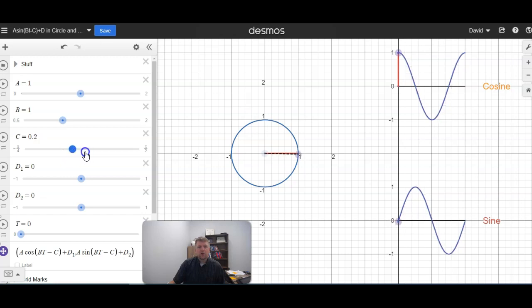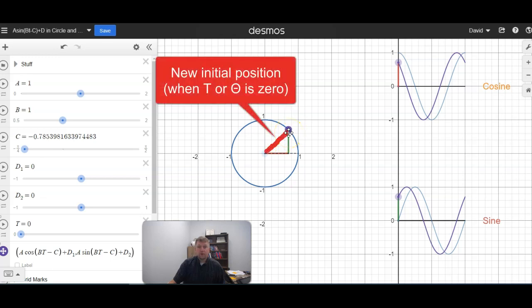So if I go up to pi over 2, notice we rotate all the way down to the negative y-axis, 90 degrees, pi over 2 radians. If I go up to negative pi over 4, that is going up 45 degrees into quadrant 1. And that's where we're starting from.